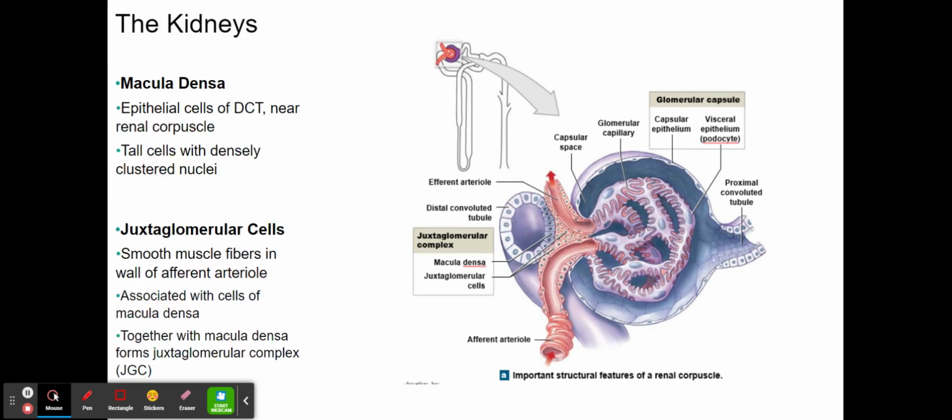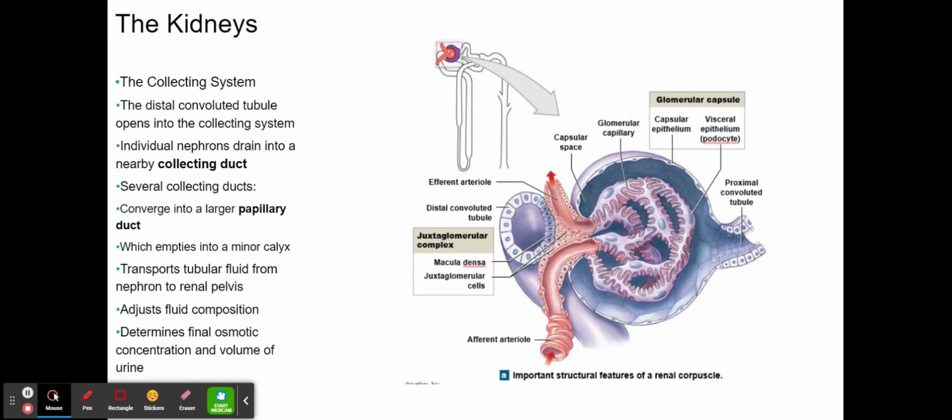The cells of the macula densa are closely associated with unusual smooth muscle fibers in the walls of the afferent arteriole. These fibers are known as juxtaglomerular cells. Together, the macula densa and the juxtaglomerular cells form the juxtaglomerular complex, or the JGC, which is an endocrine structure that secretes the hormone erythropoietin and the enzyme renin. The distal convoluted tubule, which is the last segment of the nephron, opens into the collecting system.